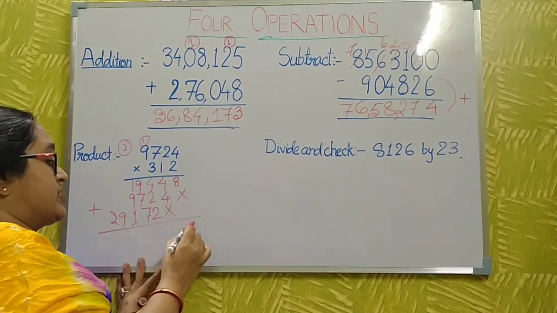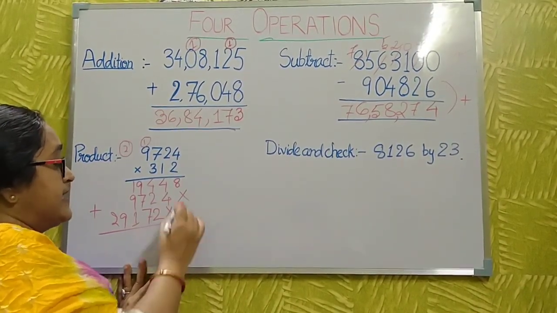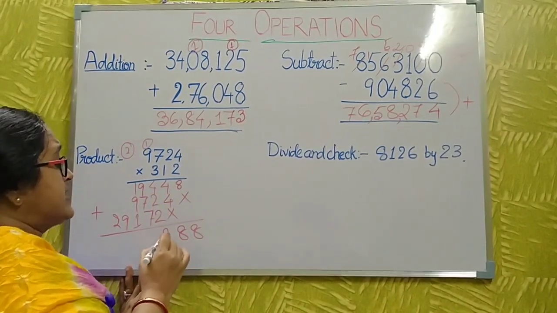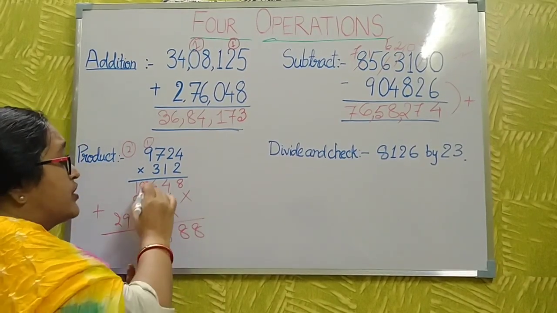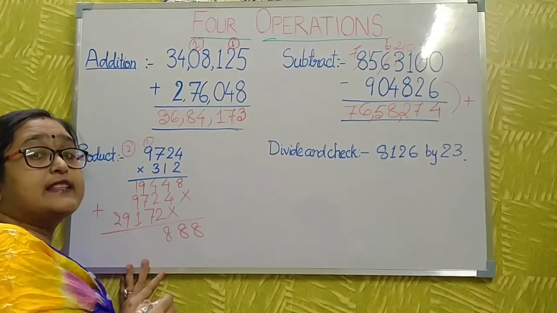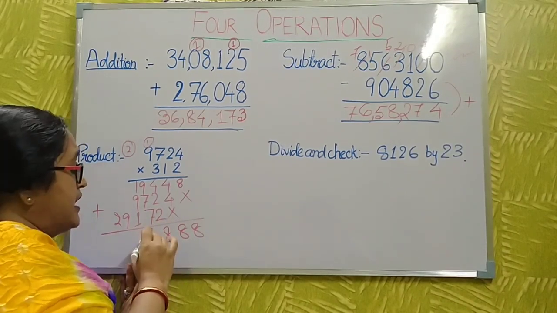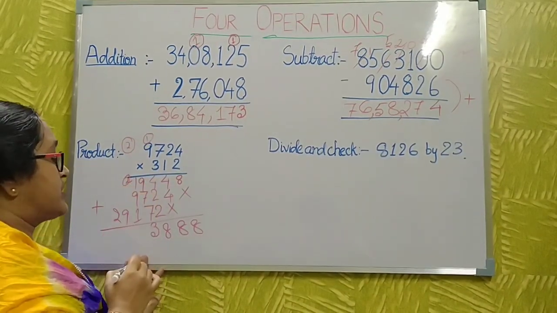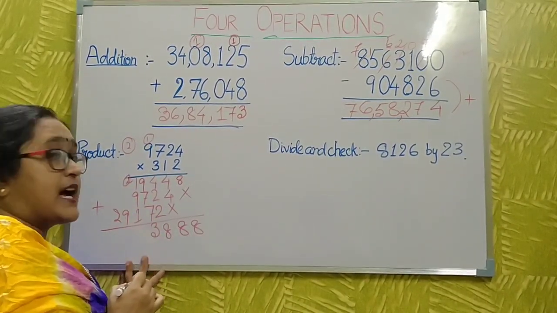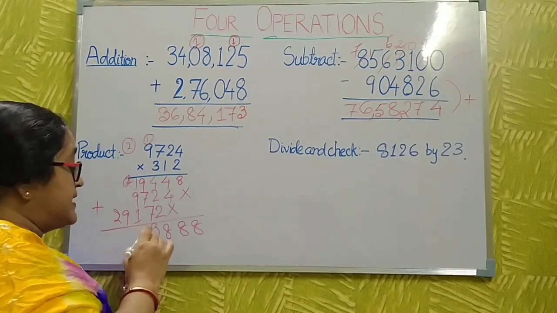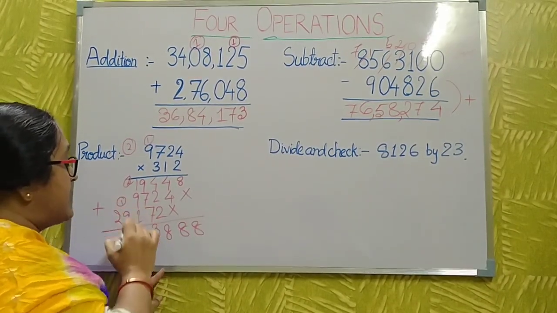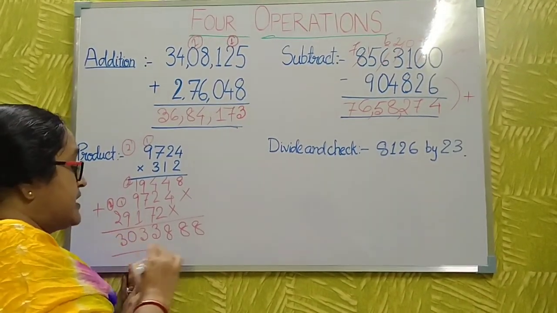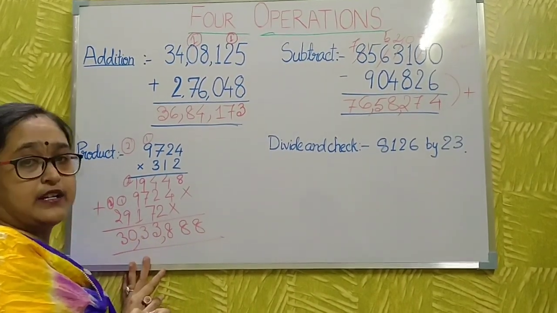Then again you do the addition. 4 plus 4 is 8. 8 is here. And 4 plus 2 plus 2, again 8. Then 7 plus 7 is 14. 14 plus 9, 23. 3 and 2 carry over. And 2 plus 1 is 3. 3 plus 1 is 4. 4 plus 9 is 13. 3 and 1 carry over. 9 plus 1 is 10. 0 and 1. And 2 plus 1 is 3. This is the answer of this product.